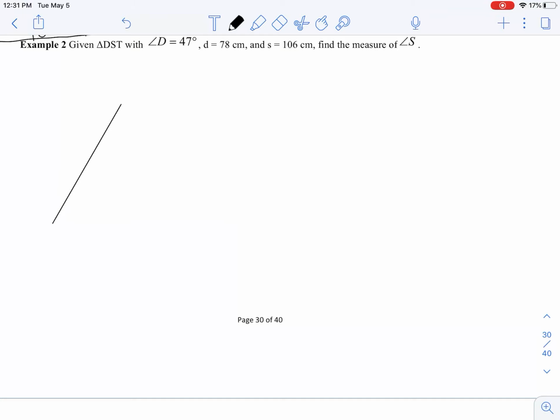Nice triangle. Once again, we don't know there's any right angles in here, so we can't draw a right angled triangle. Clearly, this is not going to be to scale. I'm just drawing a standard triangle here. DST. Angle D is 47 degrees. Side length D is 78, so D must be across from angle D, is 78 centimeters. And S is 106, so S needs to be across from angle S, is 106 centimeters.